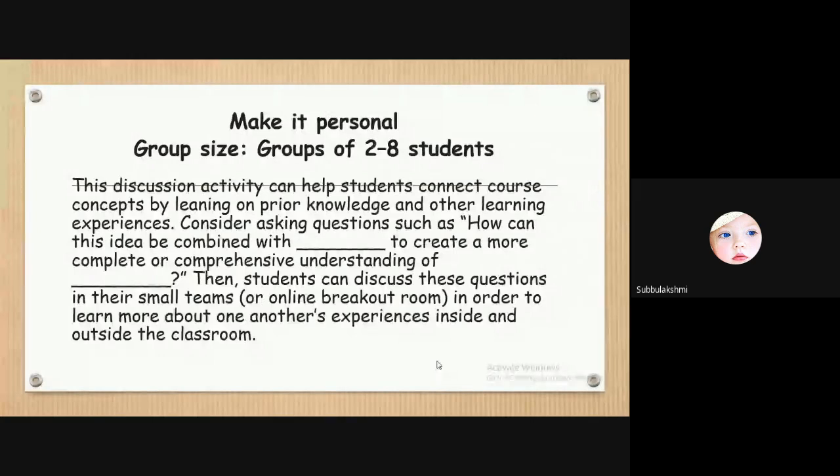The next one that we have here is the discussion, make it personal. This activity helps students connect to a course concept, and they can consider the question: how can this idea be combined with our presumptions to create a new comprehensive understanding? Such questions could be posed so that students can think beyond a particular subject. That is very, very important.